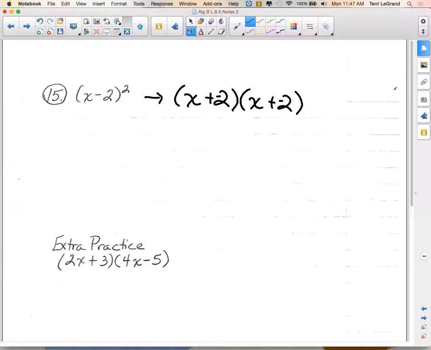Okay, so now we have our x plus negative 2 times x plus negative 2, and now you can go ahead and do your FOIL steps. Okay, go ahead and do those. Because the more I make you just do it on your own, you're just not copying me, then it's gonna click.